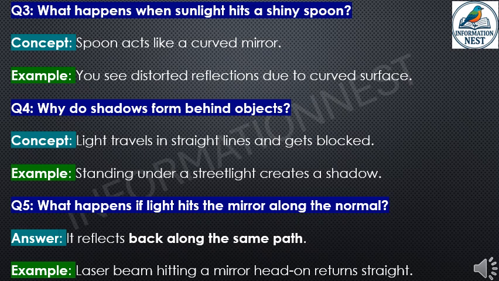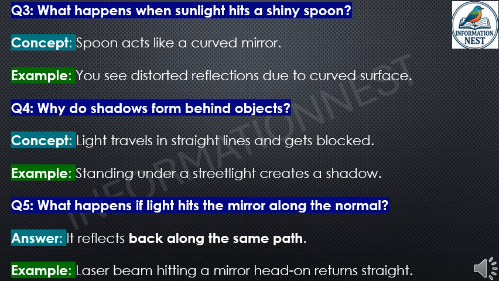Question number three. What happens when sunlight hits a shiny spoon? You ever looked into a spoon and seen your face looking all squeezed and stretched? That is because the spoon acts like a curved mirror. It reflects light, but the curved surface distorts the image like a funhouse mirror at a carnival.